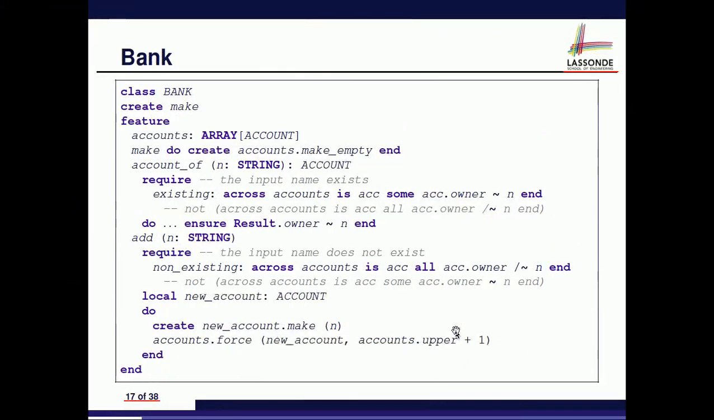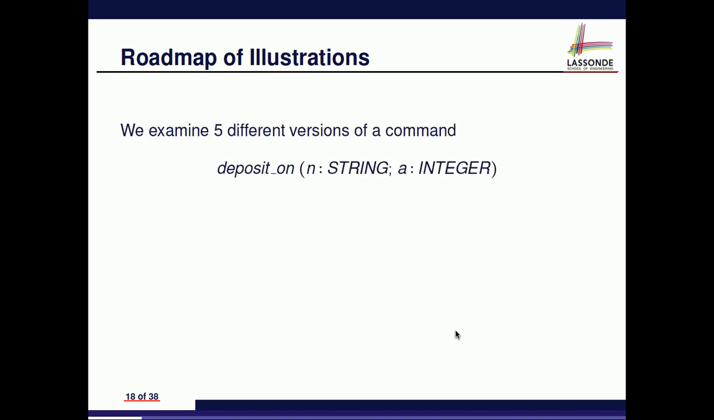Okay, so that's the account and bank. We might go back to them later on. But now let me tell you the roadmap for illustration. Basically, we're going to see how we can write a complete postcondition for one of the features in bank. 5 different versions. But there's a reason for 5, right? It's not a magic number. There's a reason for that.